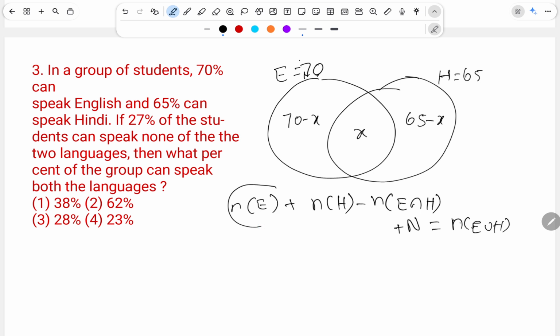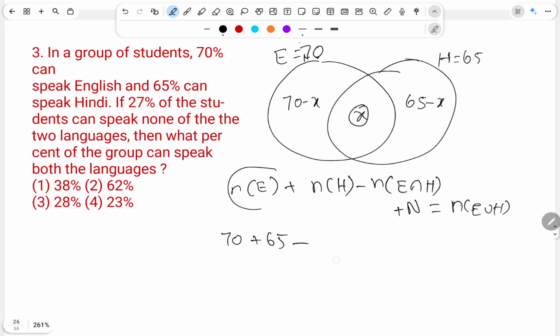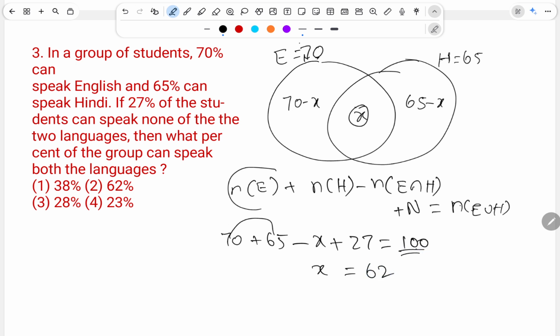Instead of this, we can do 70 plus 65 minus together, which is X, plus neither, given as 27, which is equal to 100. Then X is equal to, now this will be 135 plus 27 is 162, minus 100, 62. 62% can speak both the languages.